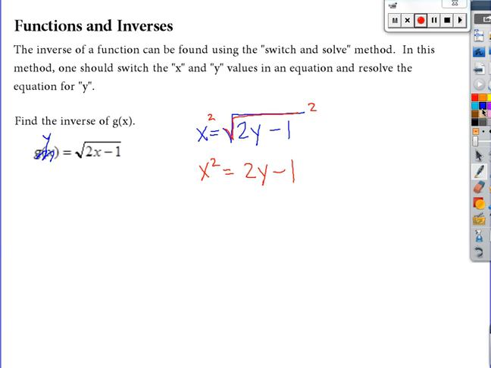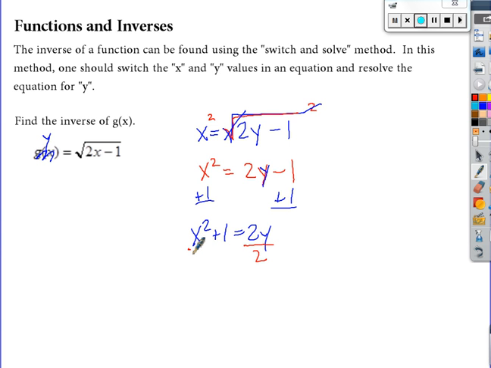Nothing actually happens to the 2y minus 1. The square and the square root simply cancel each other out. And the 2y minus 1 remains. Now again, I'm working towards solving for the y. So in this particular case, I'll add 1 to both sides. And finally, I would divide by 2 to get the y by itself.